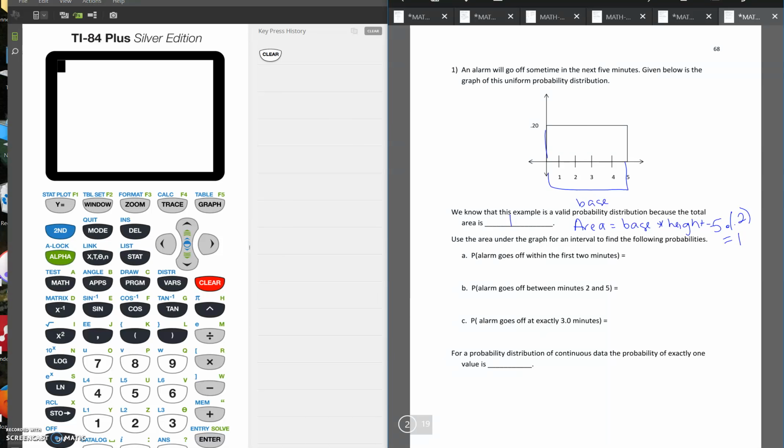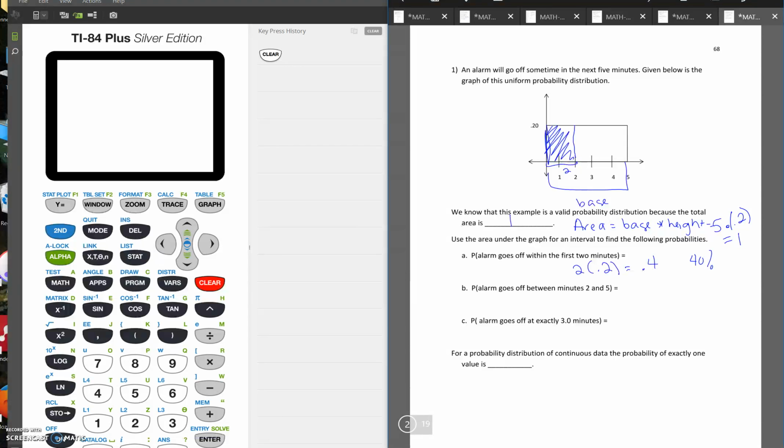The next part says use the area under the graph for the interval to find the following probabilities. First, the probability that the alarm goes off within the first 2 minutes. If we look at the first 2 minutes, that would be the area of the rectangle I just shaded in blue. We would take the base of this blue rectangle, which is 2, and the height is 0.2. So we would take 2 times 0.2 and get 0.4. So there's a 40% chance that the alarm would go off in the first 2 minutes.